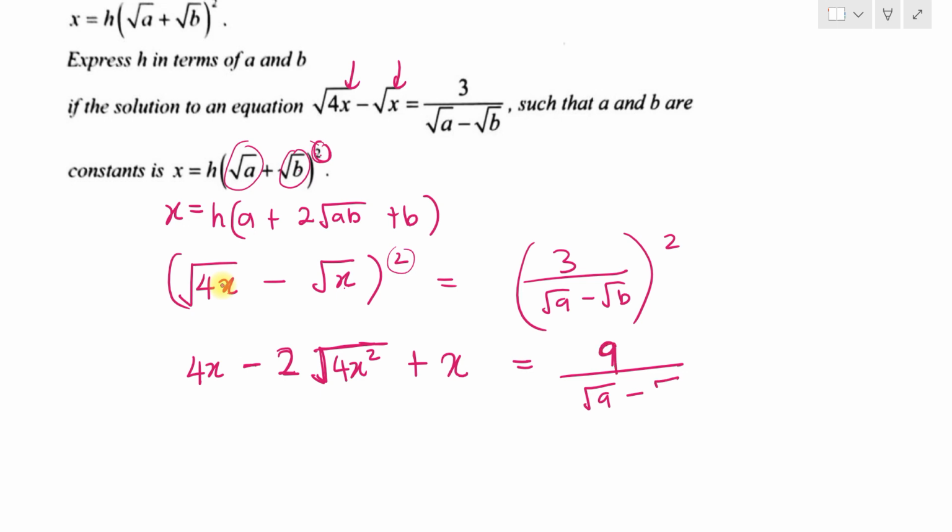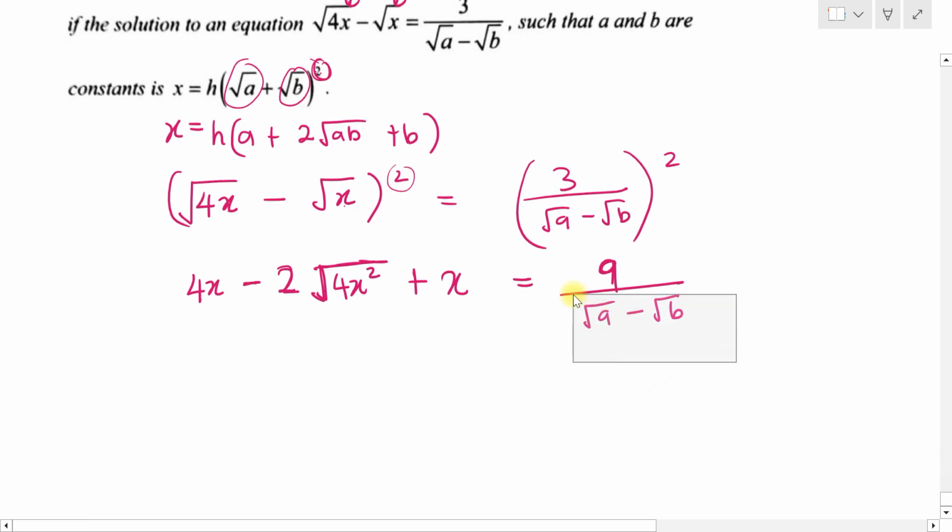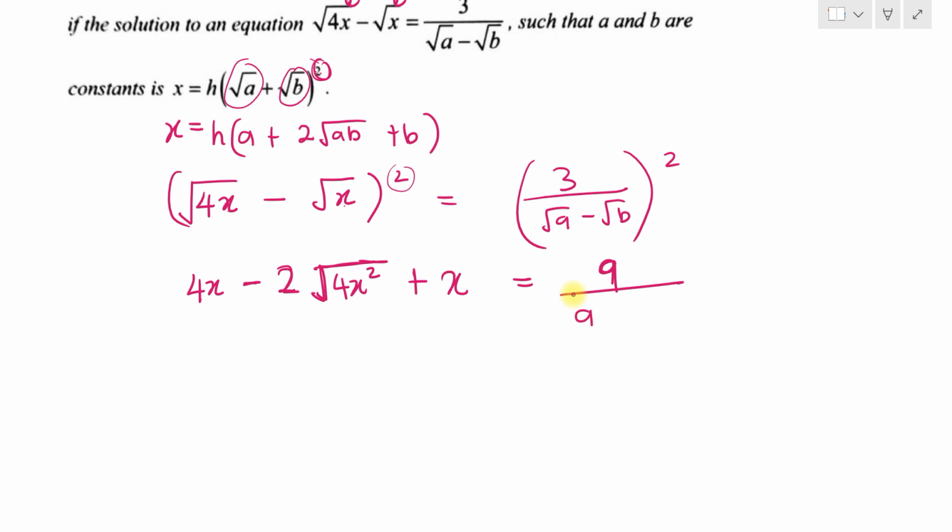This is 9 over square root a minus square root b. This one I have to square at the bottom also. So, you want to square the bottom. Square root a, you square, it becomes a. Square root b, you want to square, it becomes b. No, wait. Yeah lah, negative b, okay.